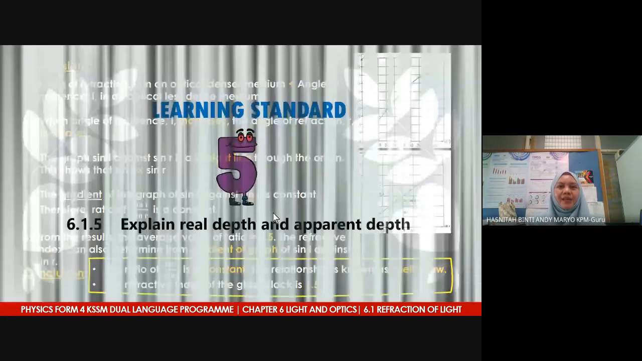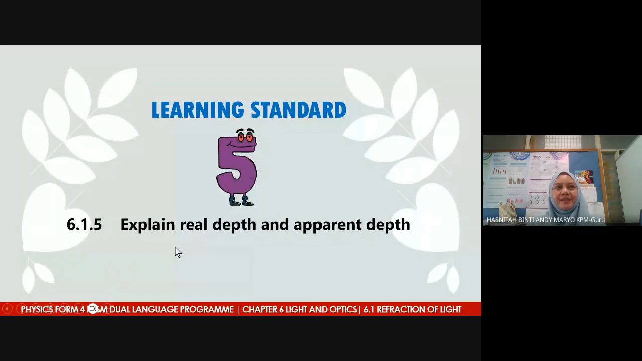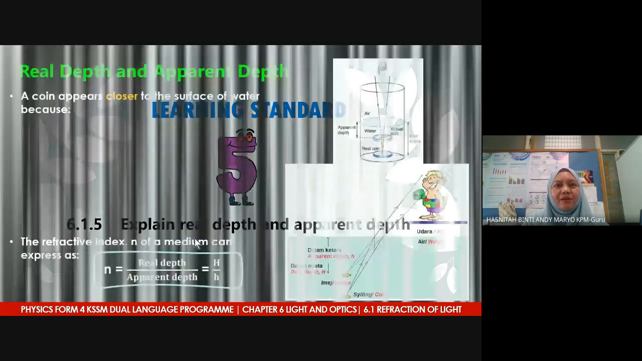Alright, next. This is another example of a phenomenon involving refraction of light: real depth and apparent depth. Have you ever noticed when you jump into a pool, your body appears to be shorter? If you look from above, when we jump into the pool, the leg looks shorter than the real leg. So what happened to your body? Actually, that is due to refraction of light.